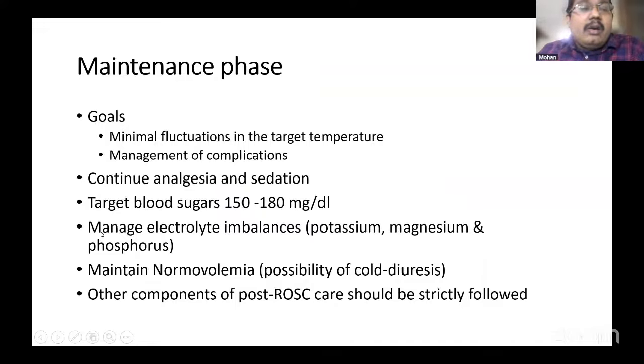and also hypoglycemia. Now, what happens is that cold-induced diuresis happens, and not just fluids, a lot of electrolytes go out through the urine. So we get to see hypokalemia, hypomagnesemia, and hypophosphatemia. So we need to manage these electrolyte balances, maintain normovolemia, and more importantly, the other post-ROSC care bundle needs to be followed. So we need to maintain saturation 90 to 98%, PCO2 35 to 45 mmHg. All of this should be strictly maintained.